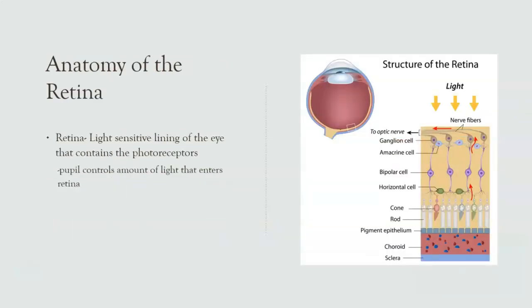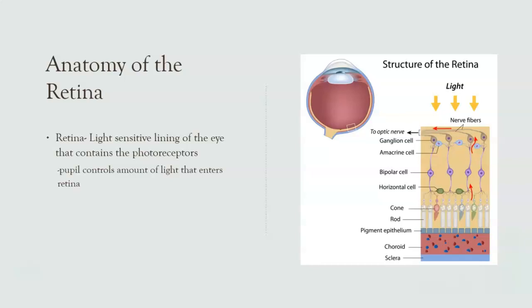All right, so the anatomy of the retina. So the retina is a light-sensitive lining of the eye that contains photoreceptors, is also crisscrossed with small arteries and veins that radiate out from the optic disc. And the pupil helps control the amount of light that enters the retina. That's another important tool that connects it.